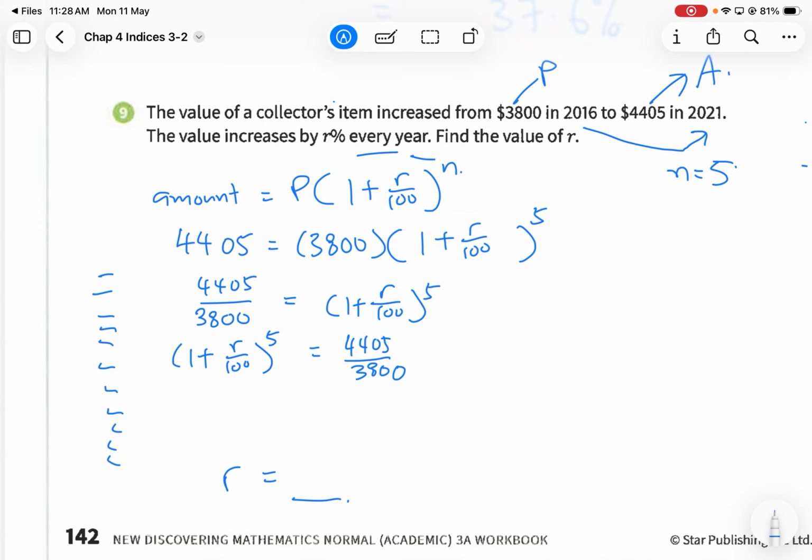But now my bracket on the left has power 5. Finally, I want no power 5. I want power 1 for my R. If I don't want this power 5, anything to the power of 5, if I take the fifth root, it will cancel out the power 5. When I take the fifth root of the whole thing, it will cancel out with the power 5. But if I take the fifth root on the left, I must also take the fifth root on the right.